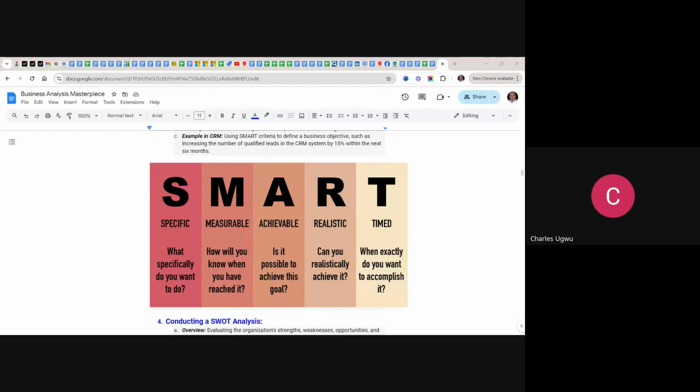So these are about being specific on what they want to use it for. It must be clear what they want to use it for, and the amount of time this should take. So when do they want to achieve this?